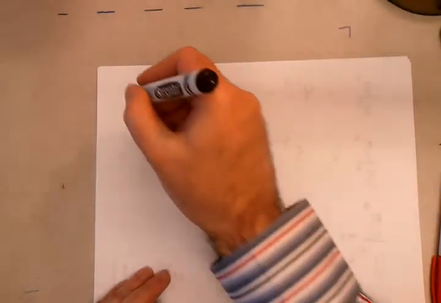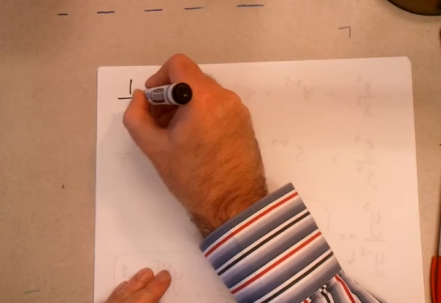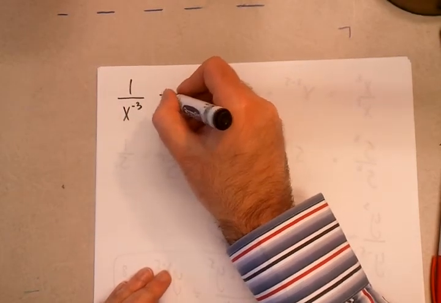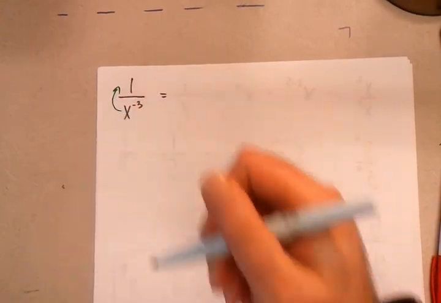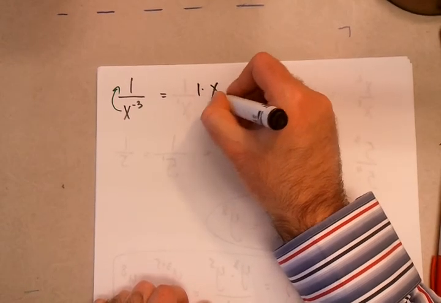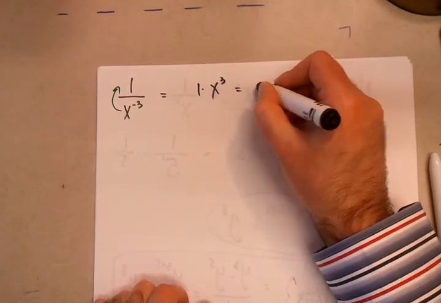If you had a problem like this though, 1 over x to the negative third. In this case, you wouldn't have a choice in the matter. There's nothing else to do but turn that negative exponent in the denominator into a positive exponent, and we do that by, again, taking its reciprocal, so make it flip. It goes from the denominator to the numerator, which turns it into 1 times x to the third, which is just x to the third.